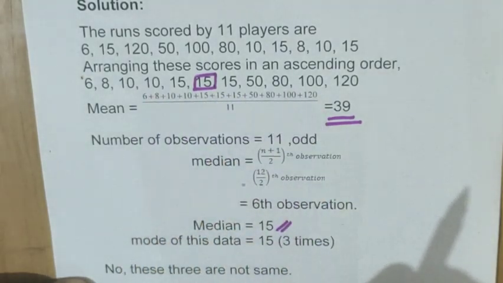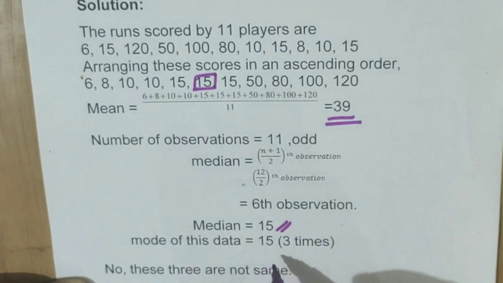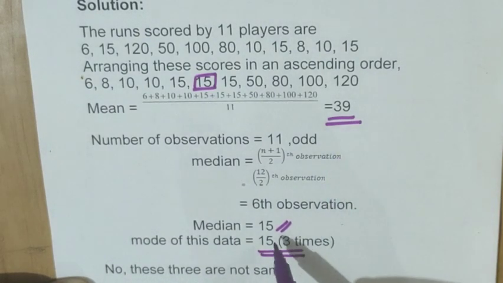Now mode. Once we arrange in ascending order, it is easy to say which number is repeated maximum. Here you can see that 15 is repeated maximum, 3 times. Now you see mean equals 39, median equals 15, mode equals 15. The question asks, are the three the same? No, these three are not the same.